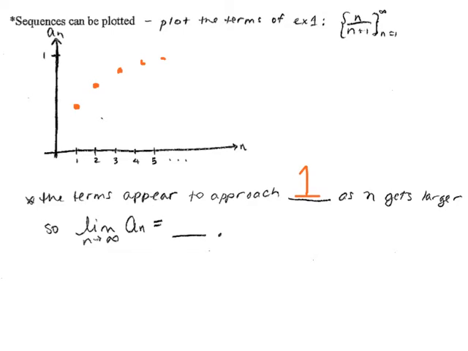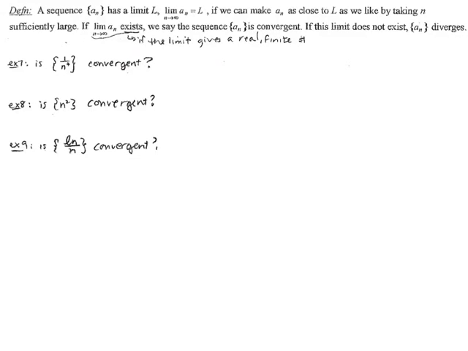So we could say that the limit as n approaches infinity of a sub n would be 1. Okay, and I can see that on my graph, that the terms of the sequence are approaching 1. Okay, this is going to lead us to a definition. We say that the sequence of the a sub n's has a limit, or the limit as n approaches infinity of a sub n is L, if we can make the terms of the sequence as close to L as we like by taking n sufficiently large.